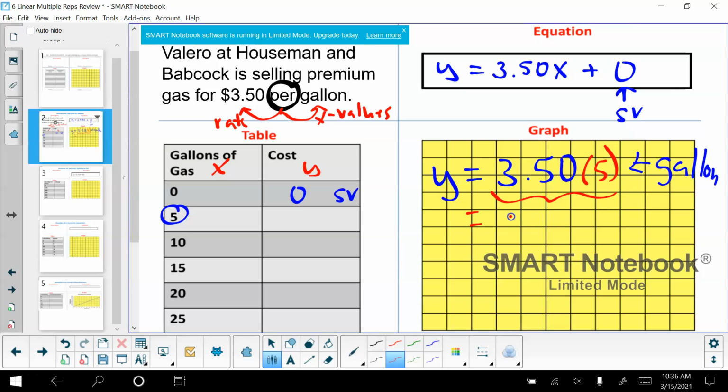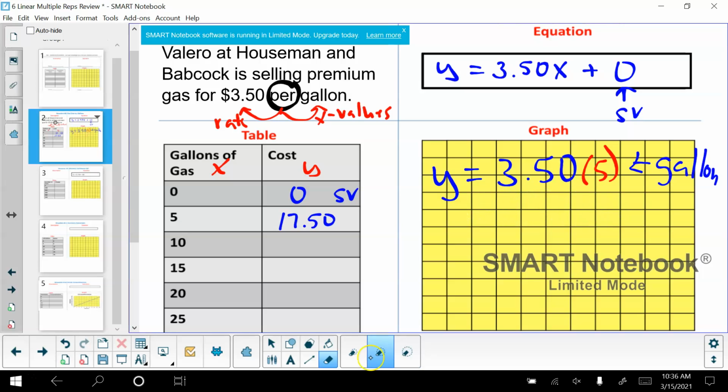And that ends up being 17.50. So that's what I'm going to put here. So for 5 gallons of gas, it's going to cost $17.50. And then I could do the same thing for the next one.